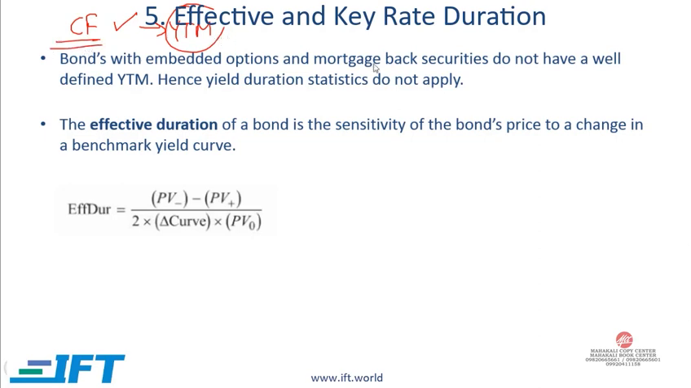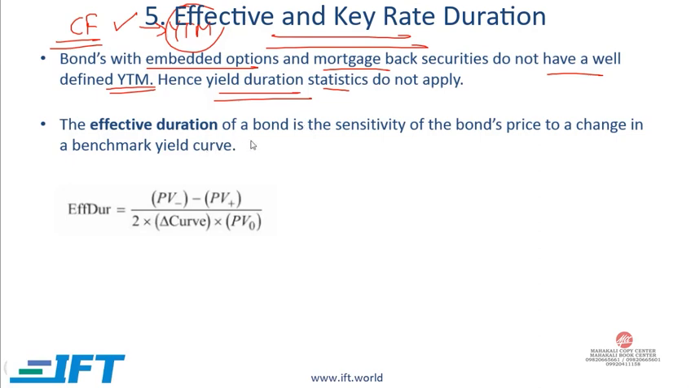But what about mortgage-backed securities and bonds with embedded options? These bonds do not have a well-defined yield to maturity. The reason is that cash flows depend on external factors such as interest rates, so there is no well-defined yield to maturity. Therefore, the yield duration statistics or measures that we've talked about so far, such as Macaulay duration, modified duration, and approximate modified duration, do not apply. We need another duration measure, and this is where effective duration comes in.